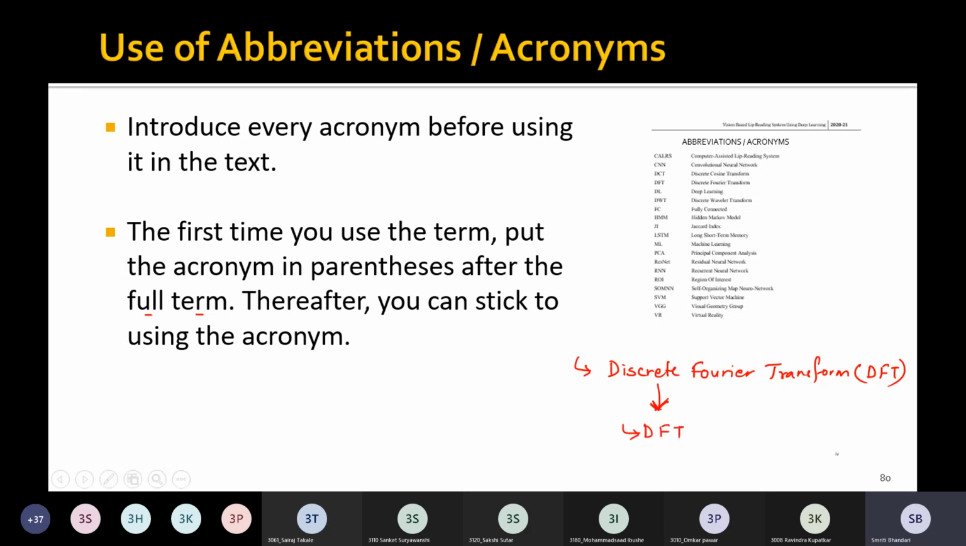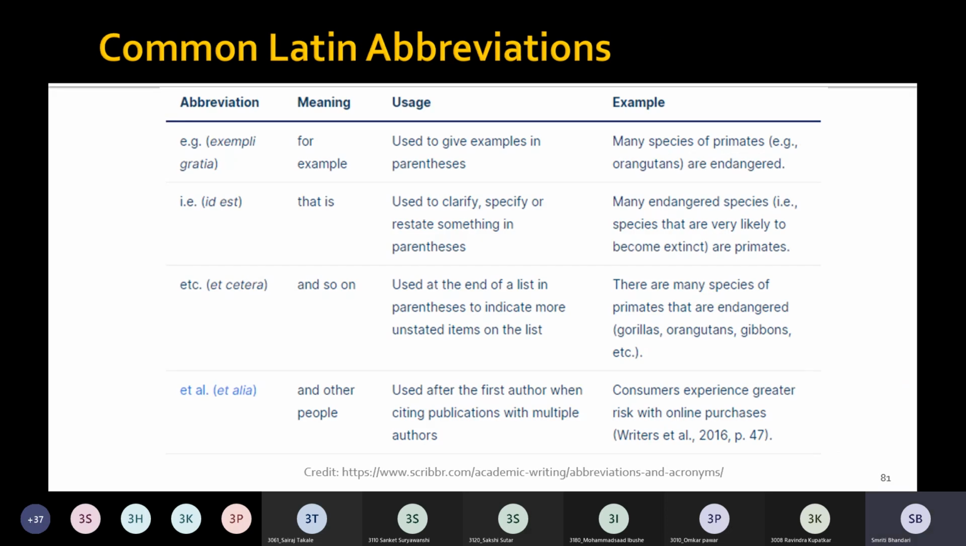That is one important point that we should follow. Also, in the last class, we have seen some common Latin abbreviations, like for example, that is, etc., et al. And we know the meanings of all these abbreviations. For example, e.g. is for example, i.e. is that is, etc. is and so on, et al. is and other people. So we have seen these Latin abbreviations. These are common Latin abbreviations.